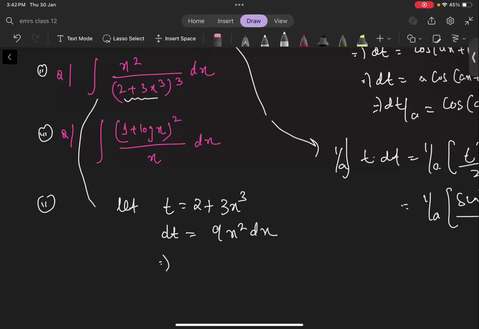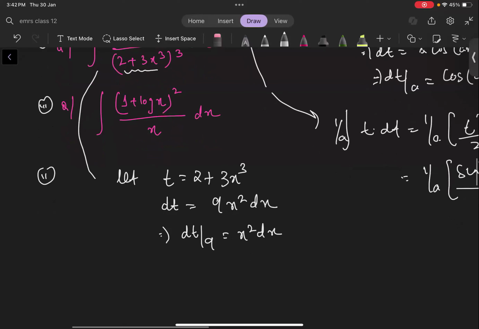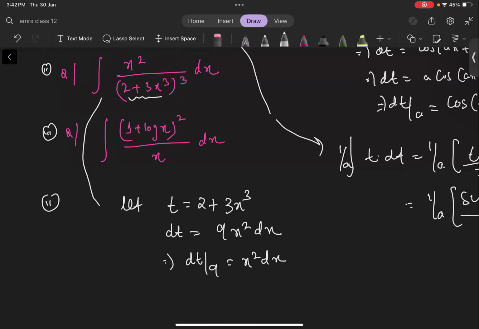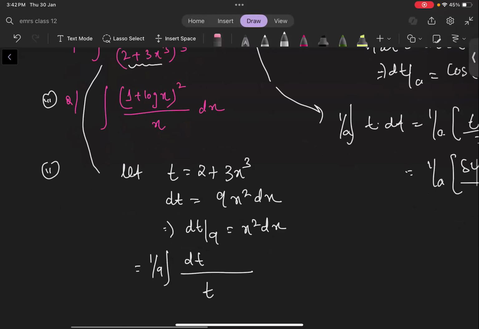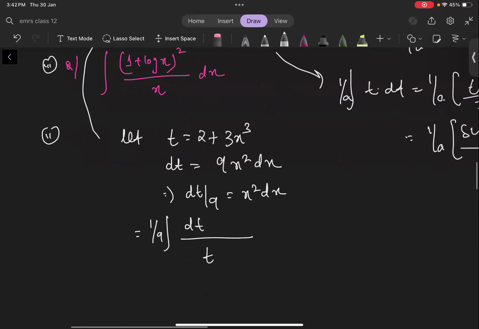So dt is equal to 9x square dx. So x square dx will be nothing but dt by 9. So this 9 can be taken out, and the denominator will give me t cube. So this can be written as the integration of t to the power minus 3 dt.